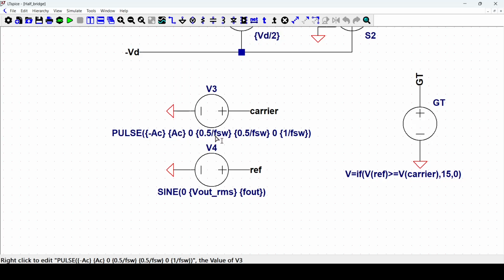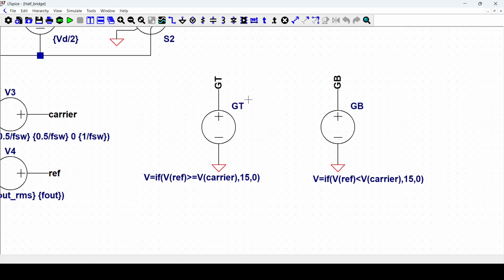We've got a rise time of half the switching period, because the switching period is just 1 over the switching frequency, and a fall time of also half the switching period, and a period of 1 over the switching frequency.